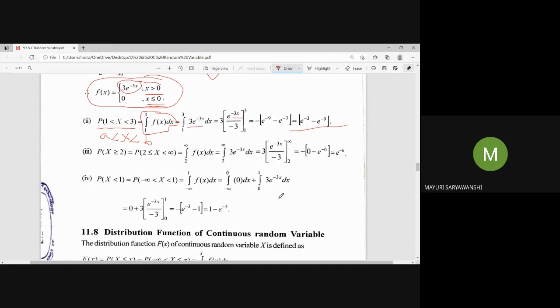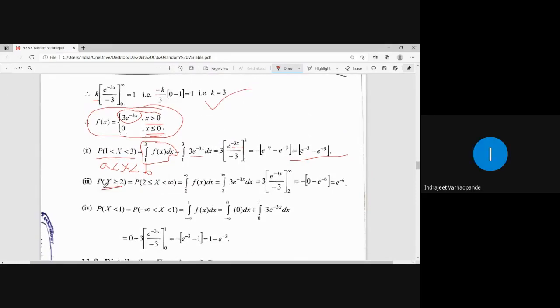Yes, sir. For x greater than or equal to 2. Greater than or equal to 2 means where will it go? What is the upper bound for this greater than or equal to 2? It is greater than 2, but what is its highest value?